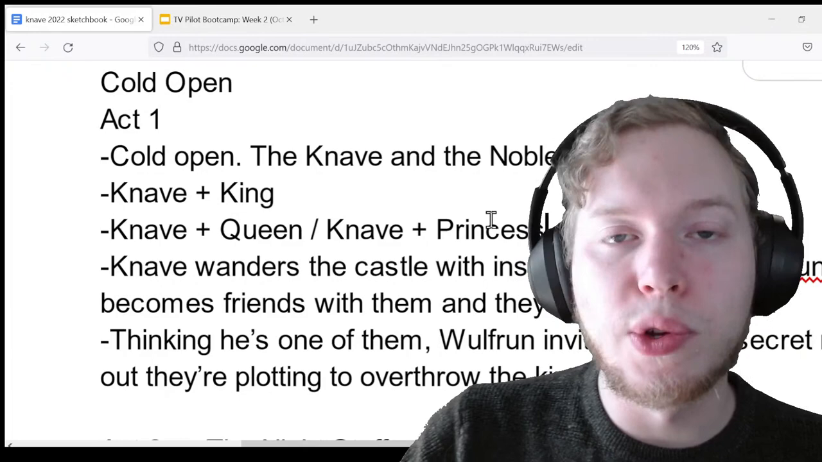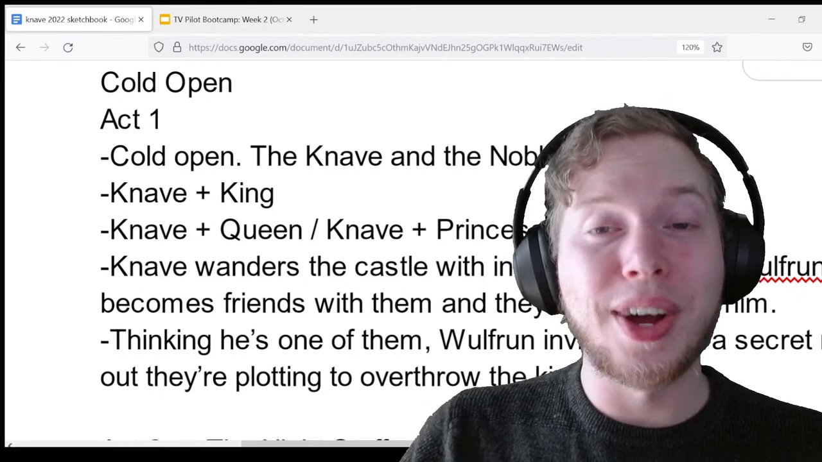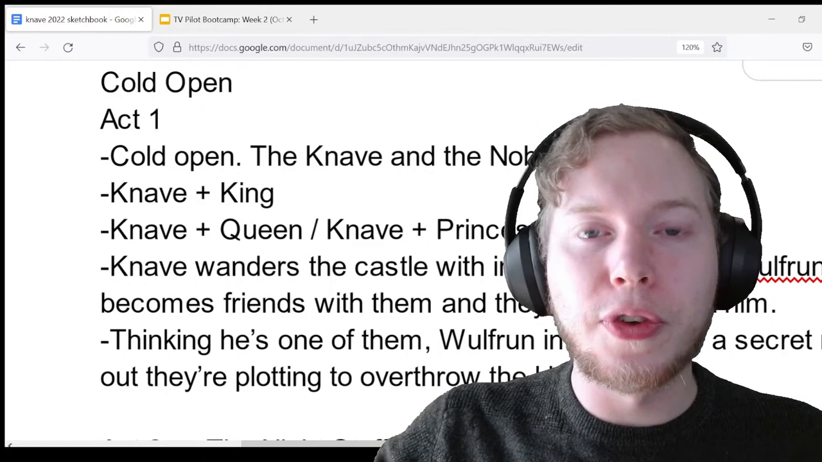The Knave and the princess is going to be the scene that directly follows that, in which we see the princess sets up our C story, which she says, I want to do the right thing here. You, as the master of festivities, are going to help me set up a big performance for the poor, in honor of the poor. And we're going to throw that on in three days.